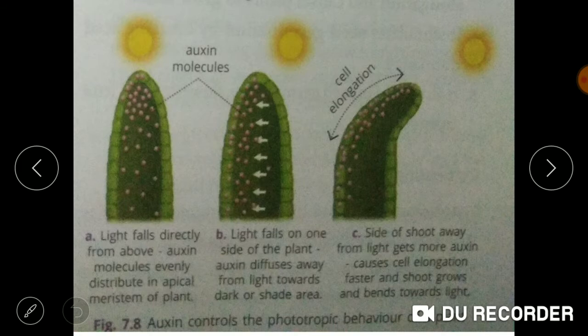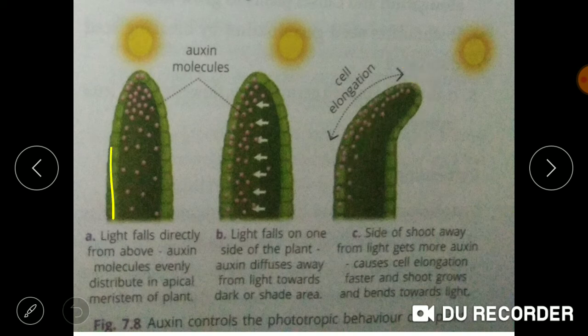For this, we'll see this diagram. Here, the plant stem is moving towards the light, and hence it is showing positive phototropic behavior. Now the question arises: this positive phototropic behavior is shown by the plant stem, so how is this hormone, this auxin, contributing in this behavior? So your answer is here.